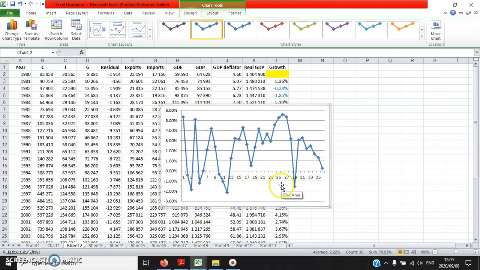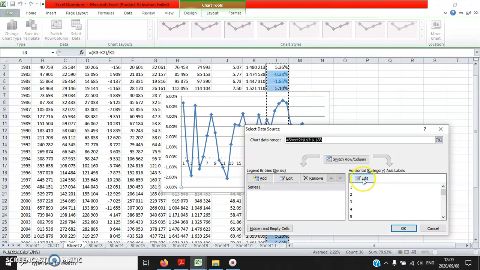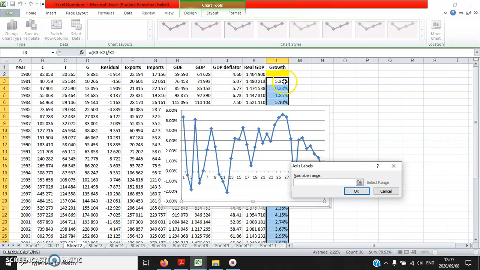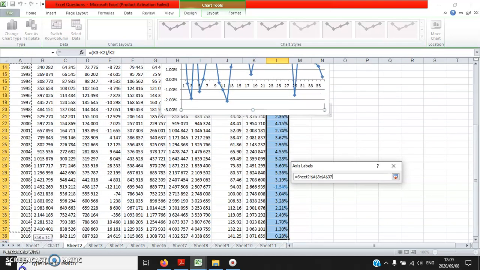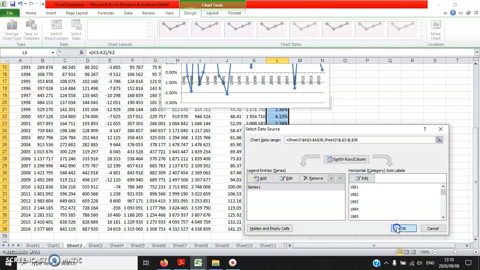You see there are some negative growth rates. I already explained that in certain years, especially in the 80s, the South African economy really suffered economic recession for quite a number of years. And then now you see the same problem with the x-axis. So right-click, select data, and then edit. Now be careful. Remember, for the real GDP growth rate, the data is only available from 1981. So don't include 1980. Only start from A3 or 1981 all the way up to 2016. And then OK.